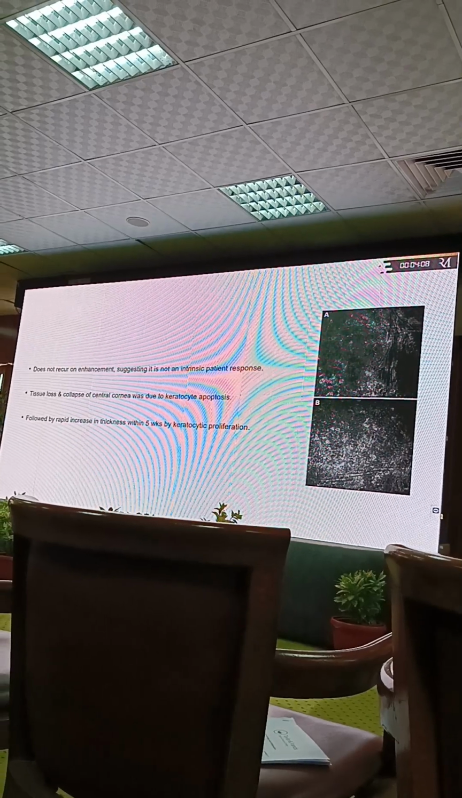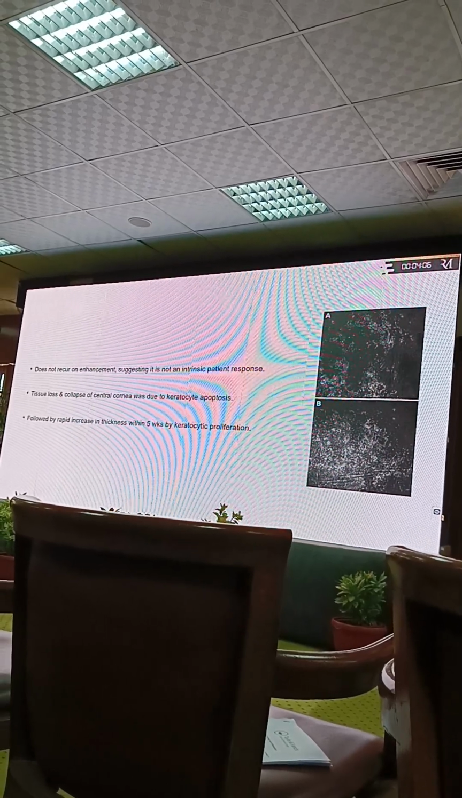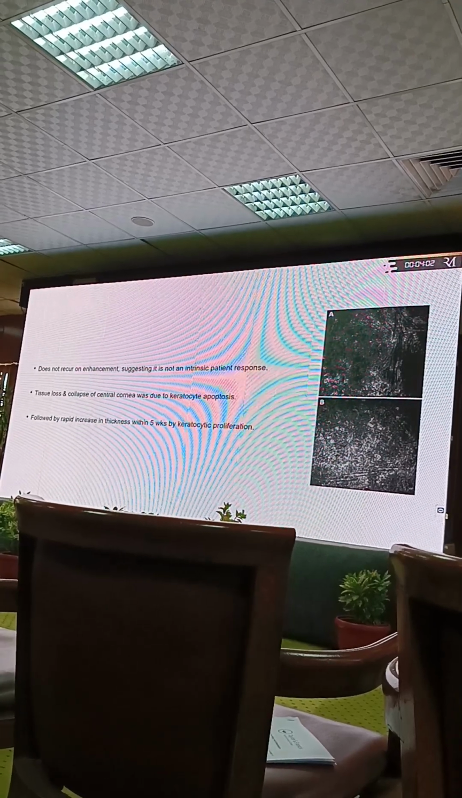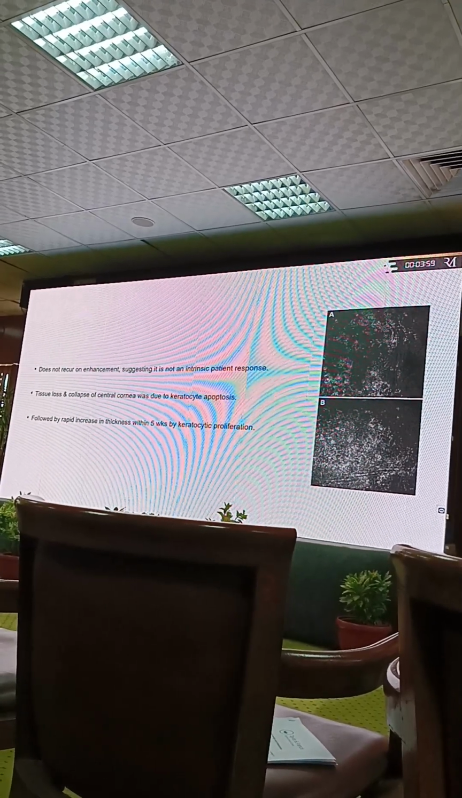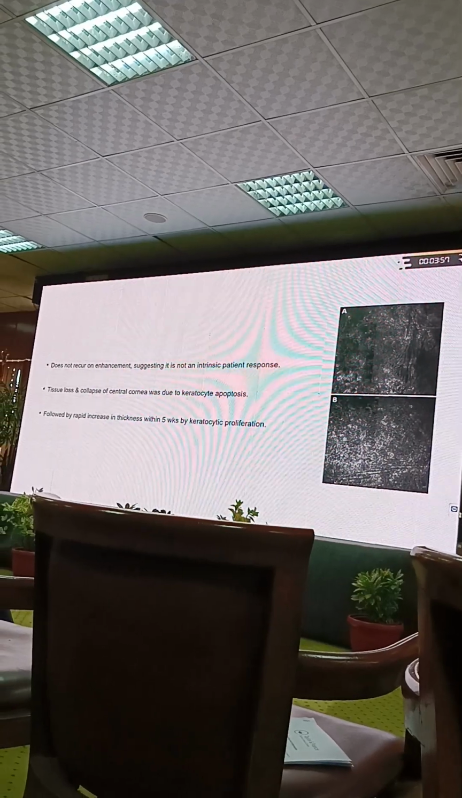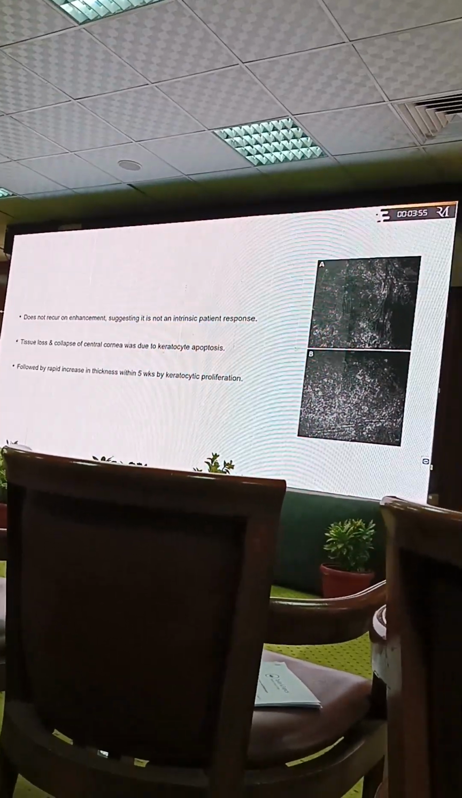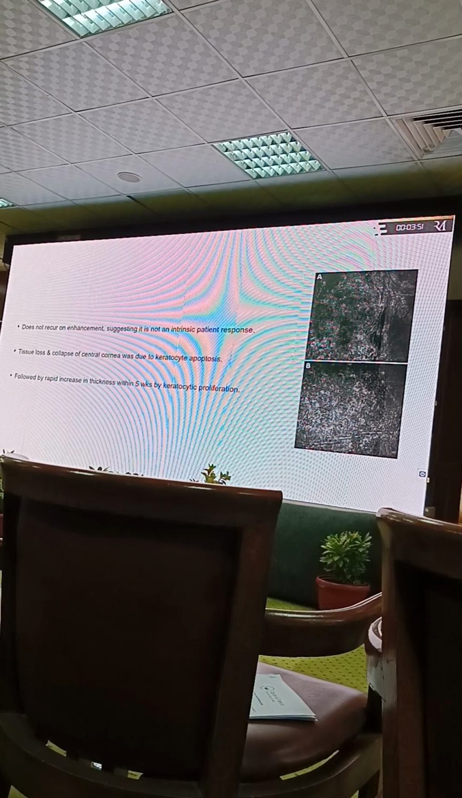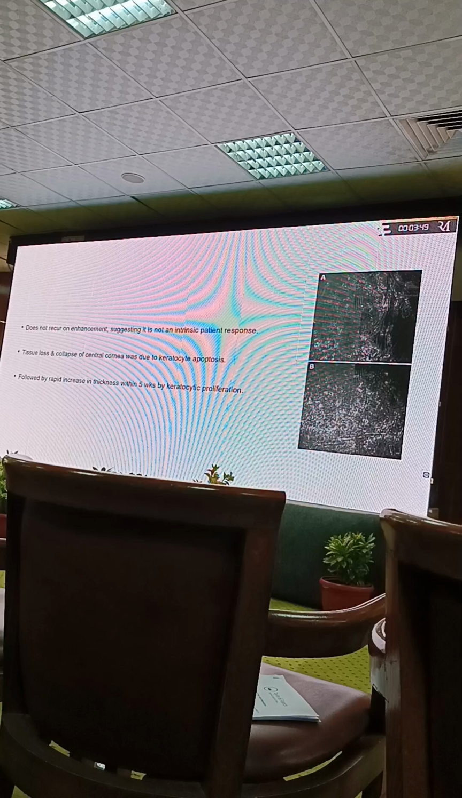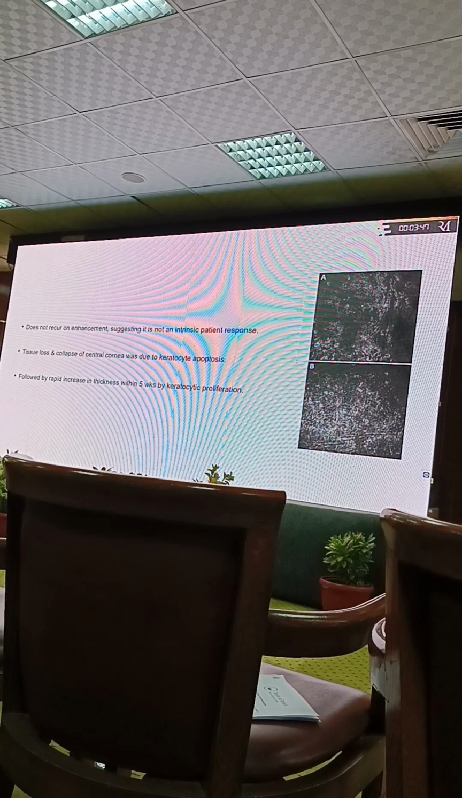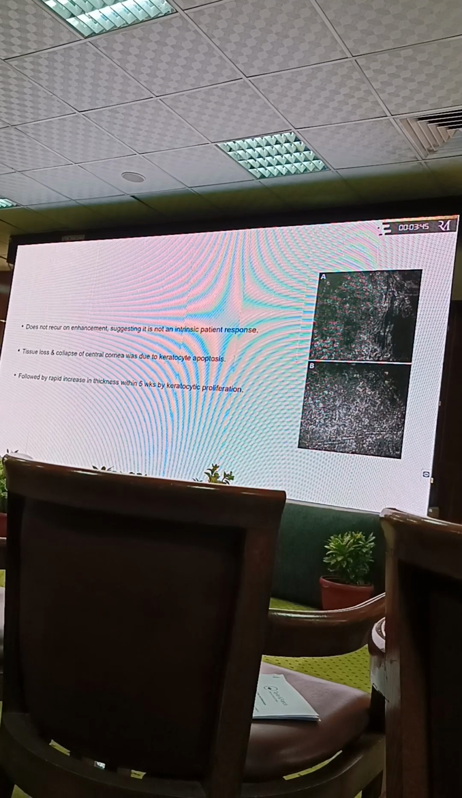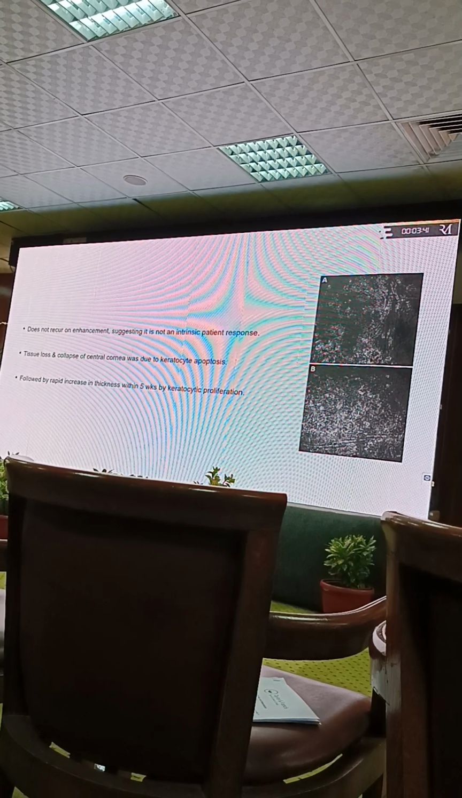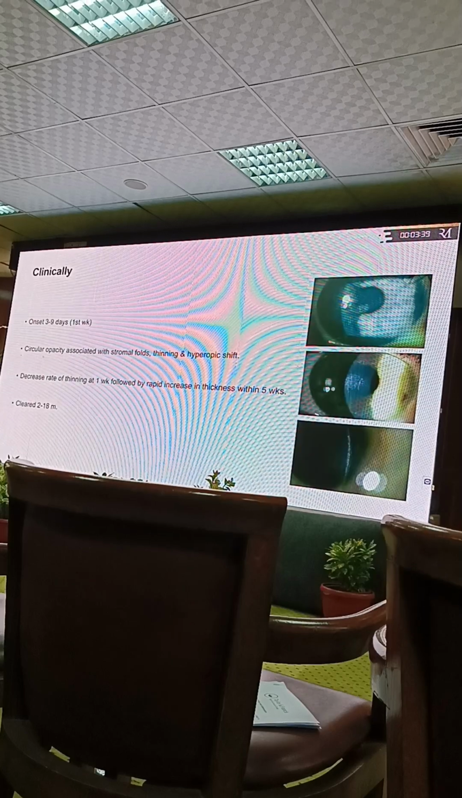It's some sort of apoptosis of the keratocytes in the underneath residual stromal bed. This is followed by rapid increase in the thickness within 5 weeks by keratocytic proliferation. So it's completely different from what we know before, that we have collapse and then opacification of the stroma, some sort of scarring, and after then you can have clear cornea and thickening of this cornea again.